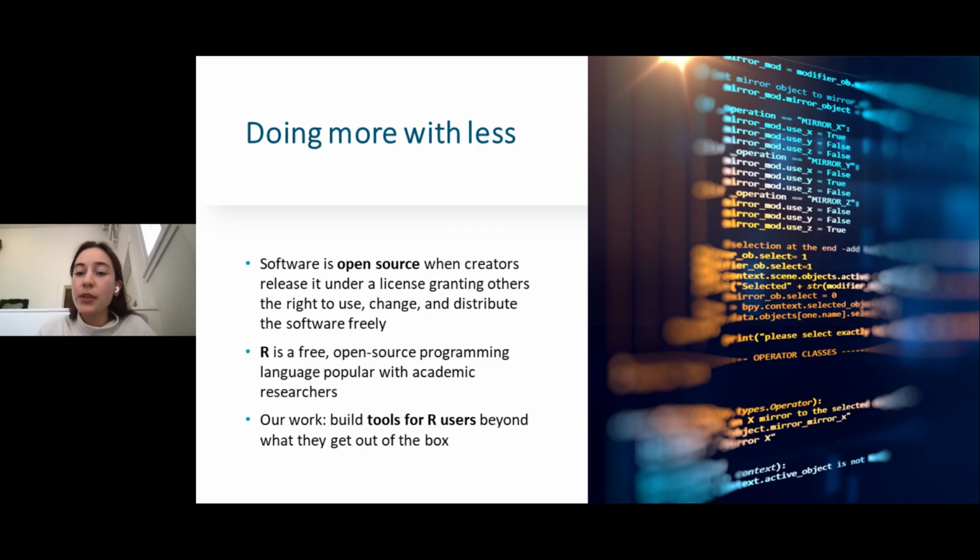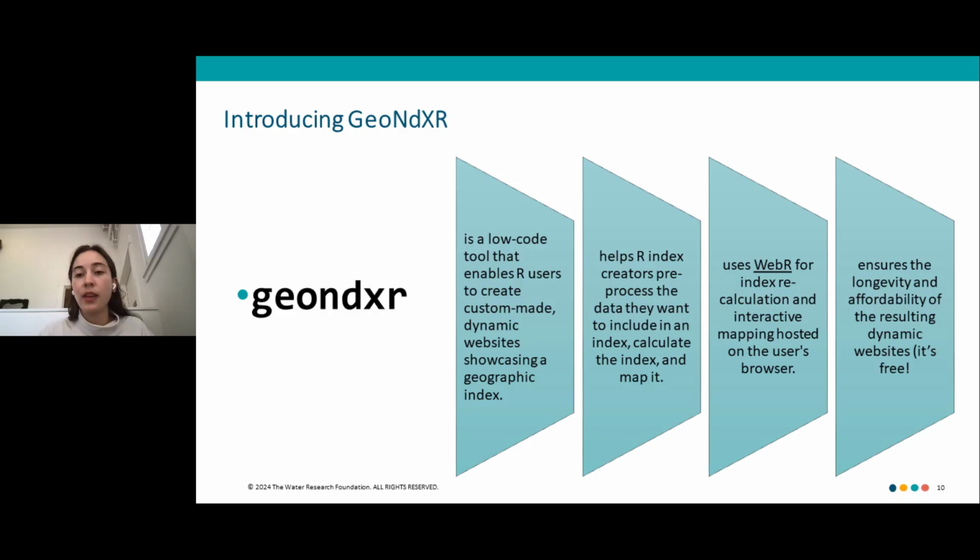So starting with some brief definitions, software is open source when creators release it under a license granting others the right to use, change, and distribute the software freely. R is an open source programming language popular with academic researchers, which is what we ended up using for our tool. And our work builds tools for our users beyond what they get out of the box for prepackaged types of software that's expensive.